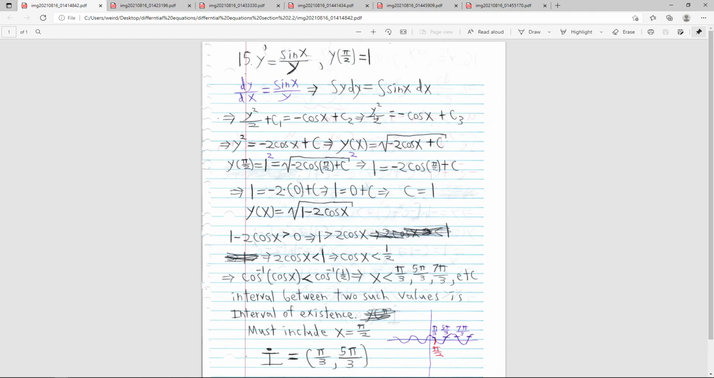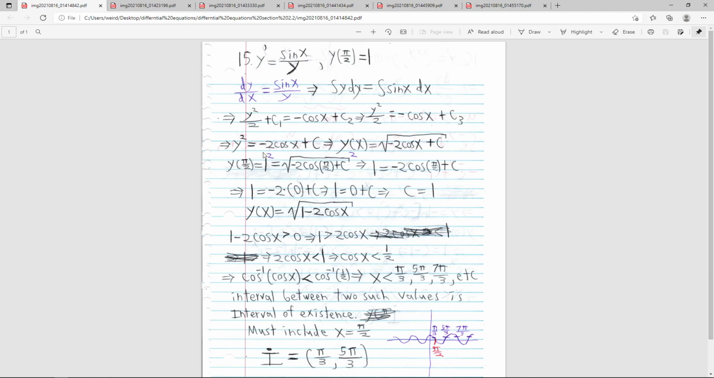We multiply by 2 to get rid of that 2, so it's y squared equal to negative 2 cosine x plus c, and then we take the square root to get y of x. So y of x is equal to square root of negative 2 cosine x plus c. It's implied it's positive, and you don't have to always explicitly state plus or minus, though it doesn't hurt to do it when you add the square root in. But we're more concerned with the interval of existence, which will involve what's under here. We'll see that.